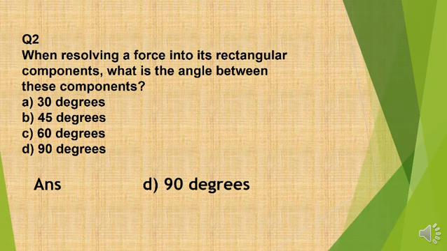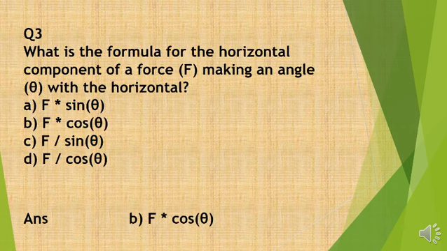Question number 2 is, when resolving a force into its rectangular components, what is the angle between these components? Options are 30 degrees, 45 degrees, 60 degrees and 90 degrees. The correct option is 90 degrees. How will you get the answer? As we have already discussed, these components will be perpendicular to each other. Perpendicular means that the angle between them will be 90 degrees.